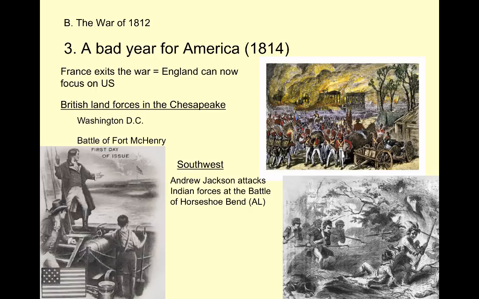So he meets up with somewhat of a pan-Indian alliance, just like we saw in the Northwest, and he defeats them at the Battle of Horseshoe Bend in Alabama. And this is going to, just like the Battle of the Thames, after the war, get rid of the Indian threat and make it easy for large amounts of white Americans to move onto previous Indian lands and settle Alabama and Mississippi quickly after the war.